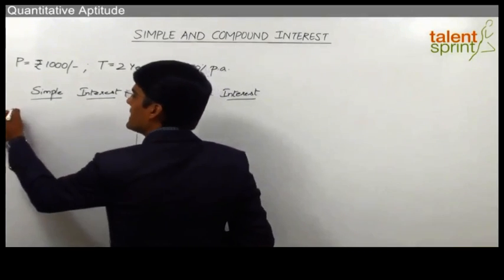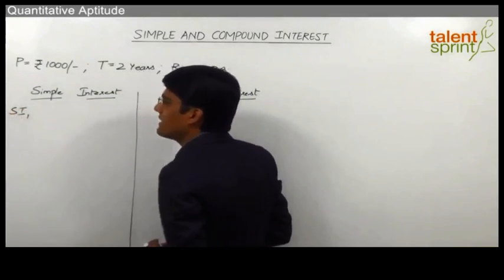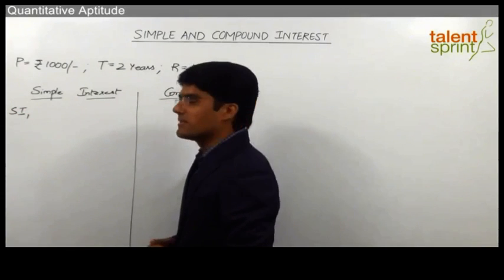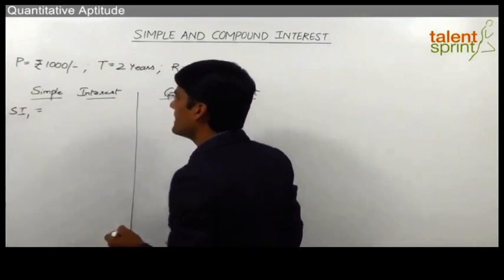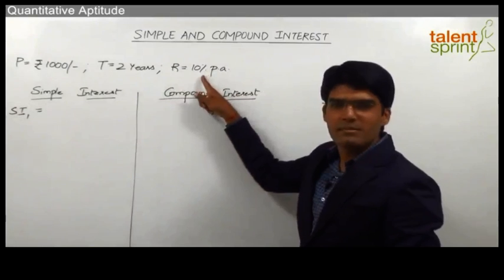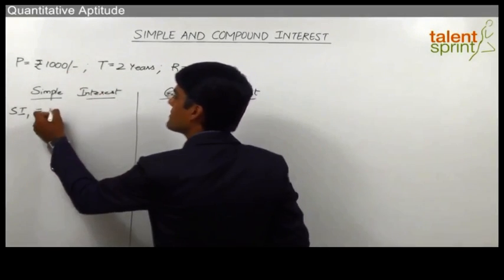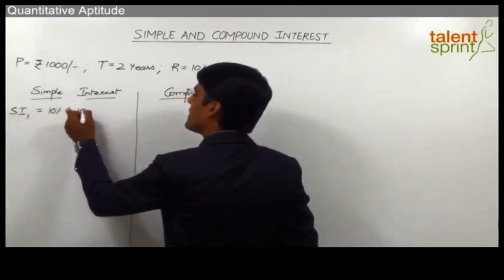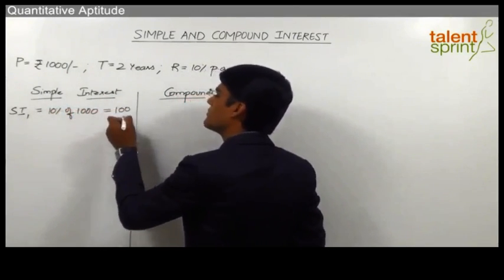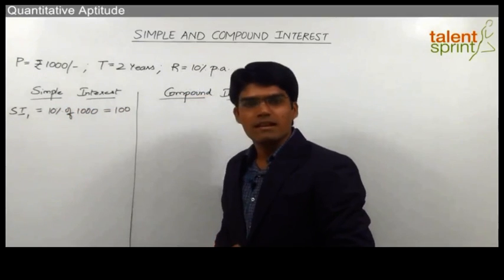So let us understand that simple interest for the first year is SI1, simple interest of the first year, which is equal to, as we can see here, we have to pay 10% per annum. So for the first year, we have to pay 10% of 1000 rupees. That is the principal. So 10% of 1000, that is equal to 100 rupees. So the simple interest for the first year is 100 rupees.